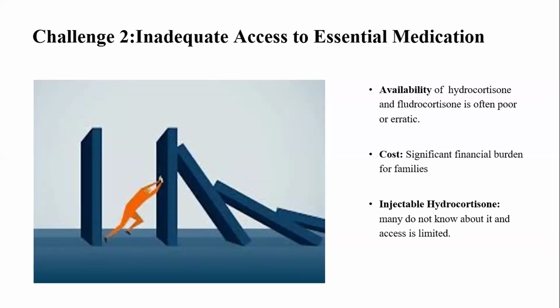And then the injectable hydrocortisone, which is crucial for emergencies. Many people do not know about it, especially in the remote areas, and access to it can be particularly limited. Even for hydrocortisone and fludrocortisone, in the rural areas someone will call and say, I couldn't find it in the area. They have to travel kilometers, maybe 60 to 80 kilometers, to the nearest place to buy the medication. So that is actually a big challenge for us.